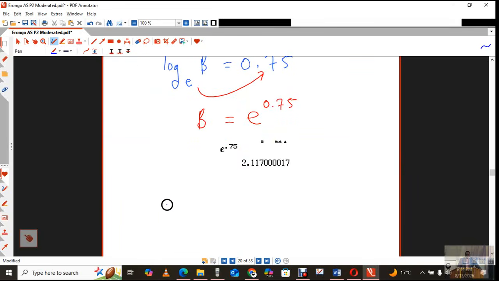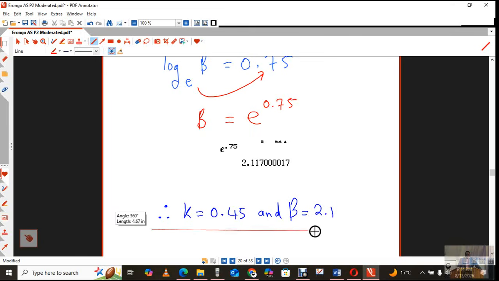Right, so let's go and make our conclusion. We say, therefore, k is equal to 0.45 and b is equal to 2.1. Are they saying to one decimal place, or to two significant figures? Two significant figures. Two significant figures is 2.1. Okay, that's what it is. And that's all she wrote. Final answer, there you go.